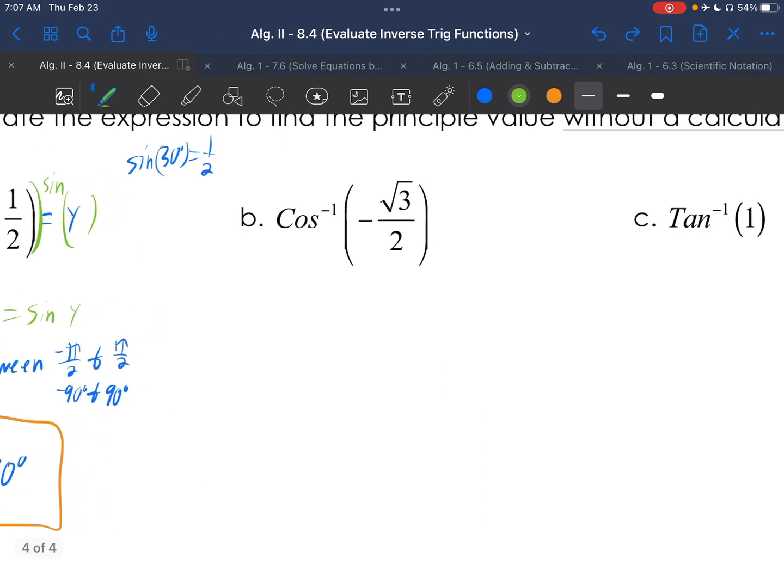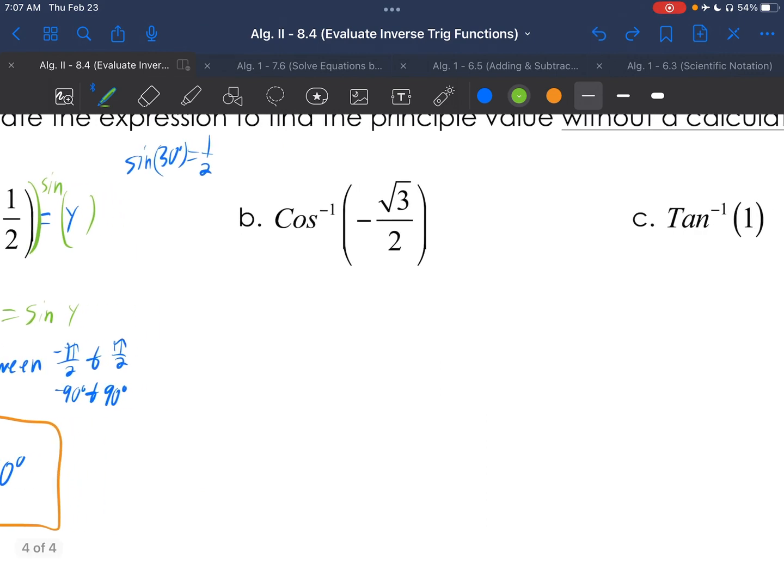All right, on to the next one. If you have the inverse cosine of negative square root 3 over 2, we're really asking, when is the cosine of what angle, y, theta, whatever, negative square root 3 over 2? So we say, well, when is cosine of an angle just square root 3 over 2, a positive one? And so we can find our reference angle for that. And our reference angle for this one is actually also going to be 30 degrees.